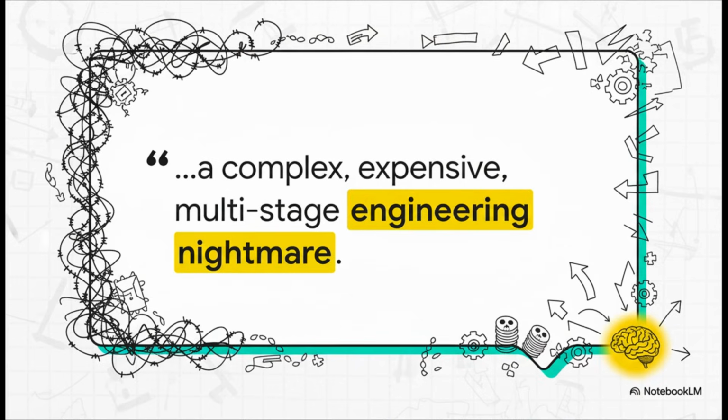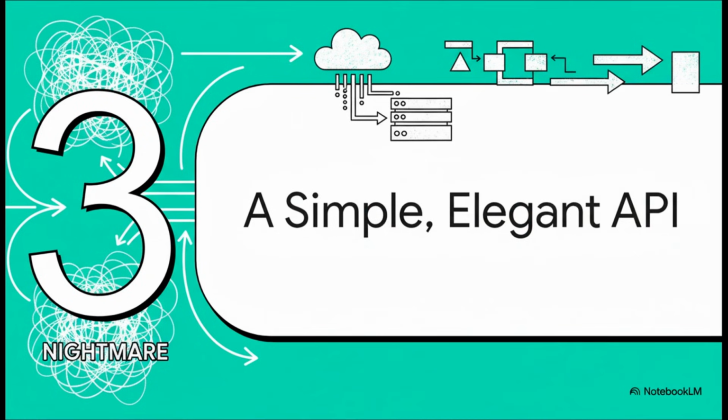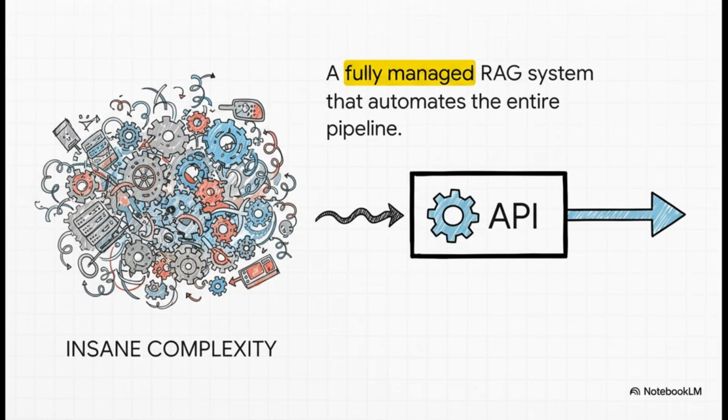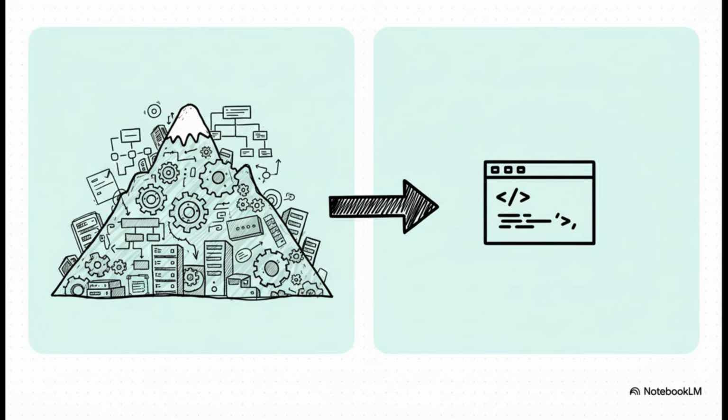That is, until now. And this is where Google's new tool just swoops in. It takes that entire nightmare we just talked about and transforms it into a simple, elegant API. The Gemini File Search Tool, well, it is a RAG system, but here's the magic trick. It's fully managed. It hides all of that insane complexity and just automates the entire pipeline for you. And this slide just lays it out perfectly. What used to be this huge mountain of complex engineering work, the kind of thing that required multiple teams and specialized knowledge, has now been shrunk down to just a few lines of code. It's a fundamental shift, a real game changer.